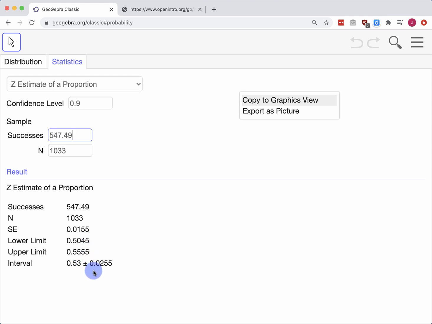And then here's another way to write our interval, 0.53 plus or minus 0.0255. So there's a couple ways to write your intervals. One isn't wrong, one isn't right. They're just different ways of showing the results. So there you go. That's how you can use GeoGebra to do a 1 sample confidence interval for a proportion.